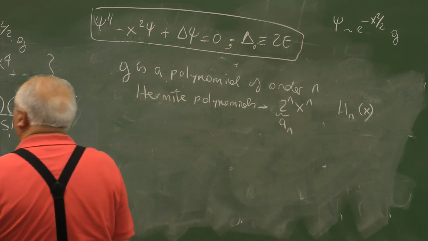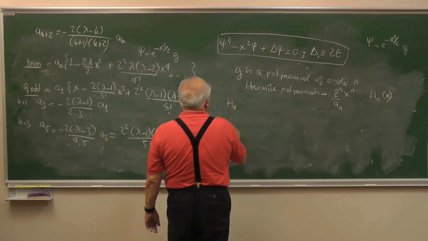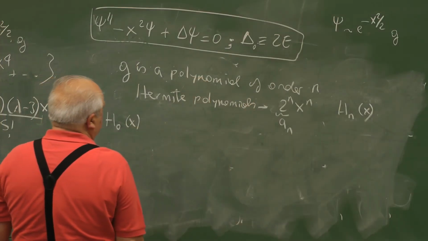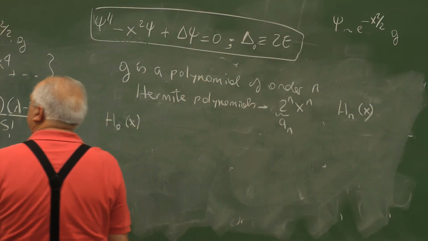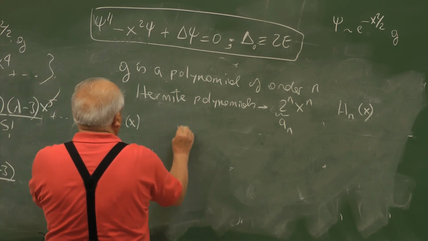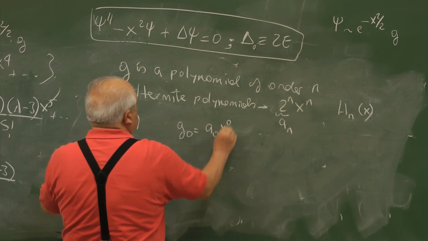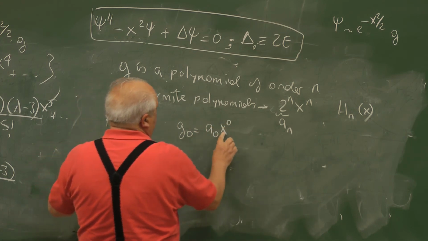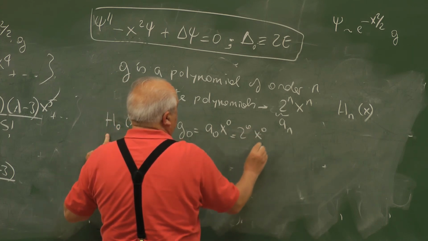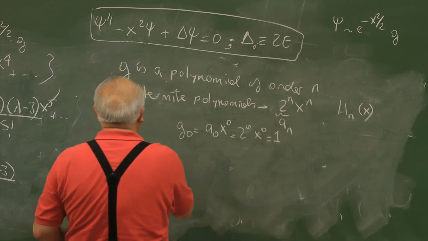So let us begin. For example, h0 of x, it is g0, so we will obtain it from g0, which is the even. Okay, g0 is a0 x to the 0, that is 2 to the 0 x to the 0. Well, this is 1. So h0 of x is 1.